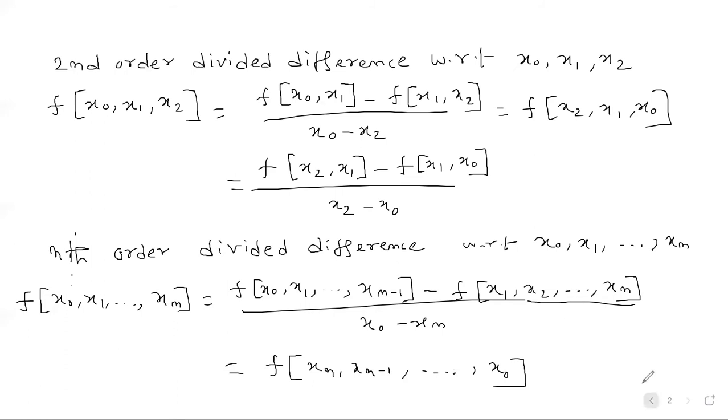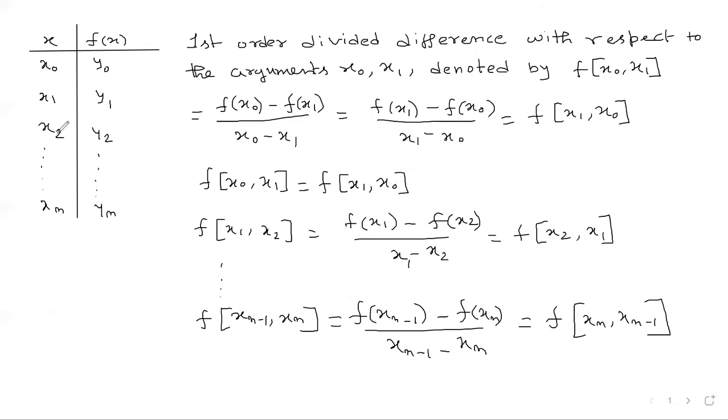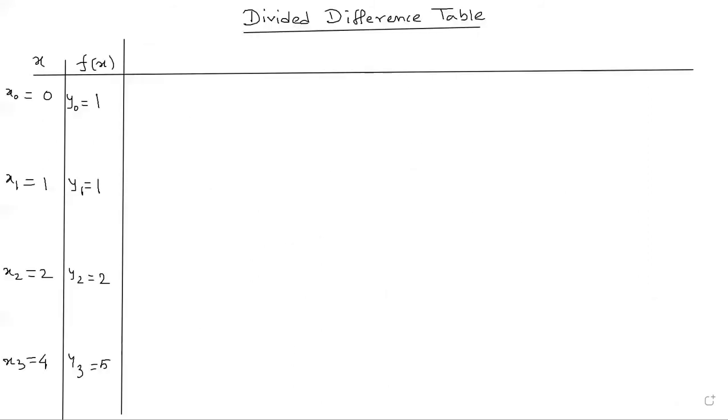So whenever we are given n plus 1 data points, we can construct up to nth order divided difference. Now let us see how to construct the divided difference table. We'll use this divided difference table for evaluation of higher order divided differences. So using this table, we can very easily compute the higher order divided differences.